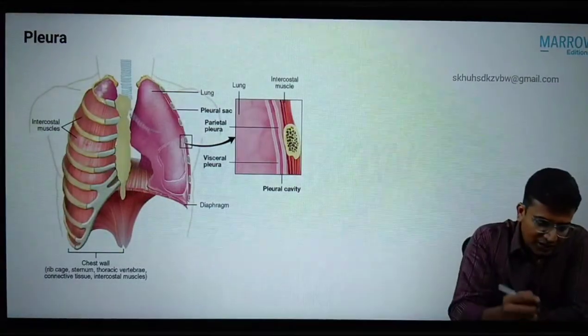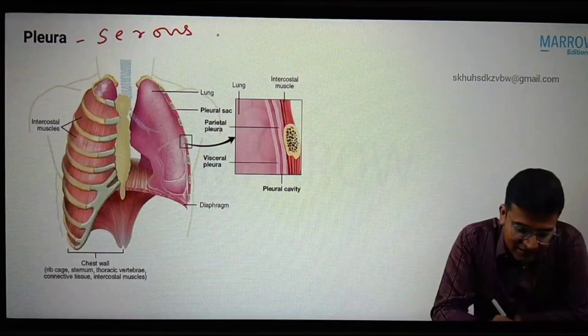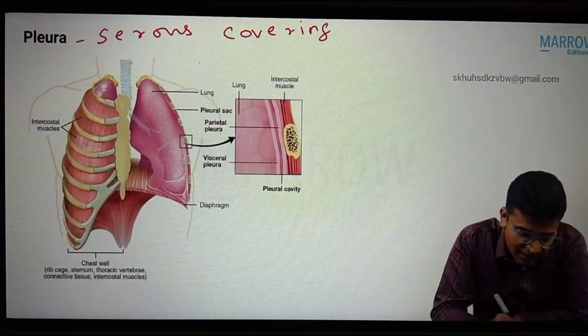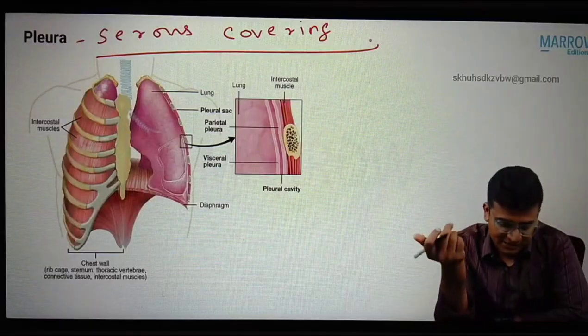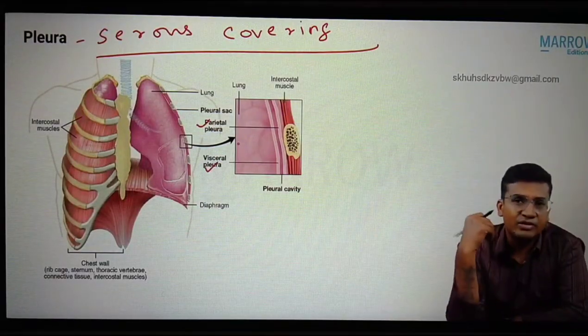Next topic is the pleura on lungs. So pleura is the serous covering for the lungs, and it is made up of two layers, the parietal layer and the visceral layer.